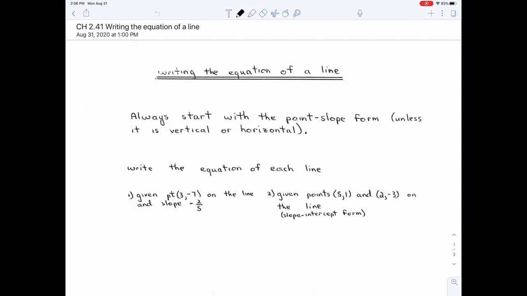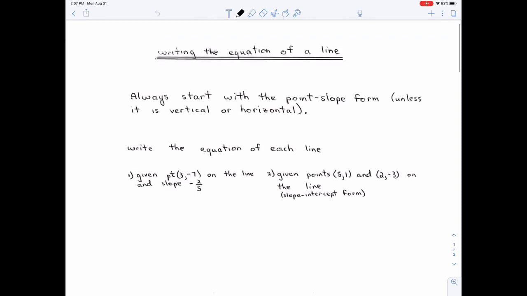Let's say I ask you to write the standard. By the way, sometimes it's called the general form or standard form, same thing. Let's say I ask you to write the standard form. Which one do you write? You don't start with the standard form, okay? You write the point-slope form. Other than a vertical or horizontal line, you start with the point-slope form. It will be the best way to complete the problem. Okay, so let's take a look here.